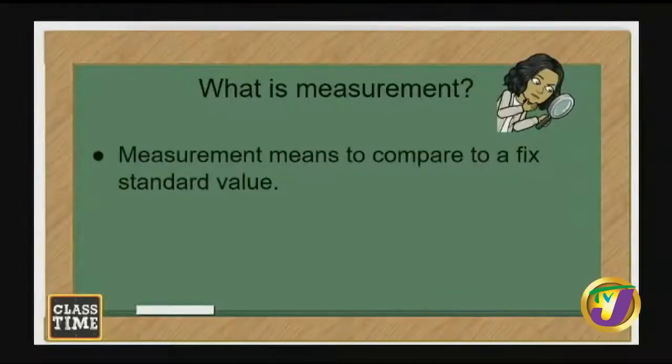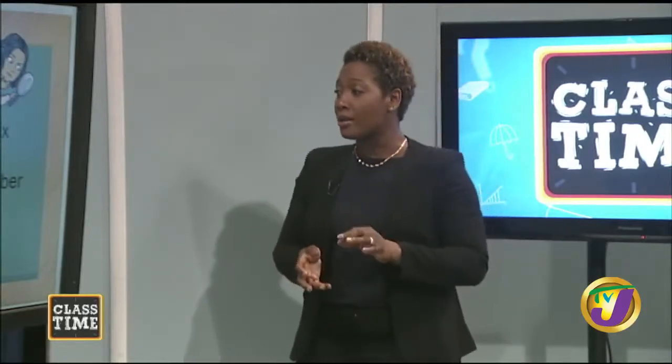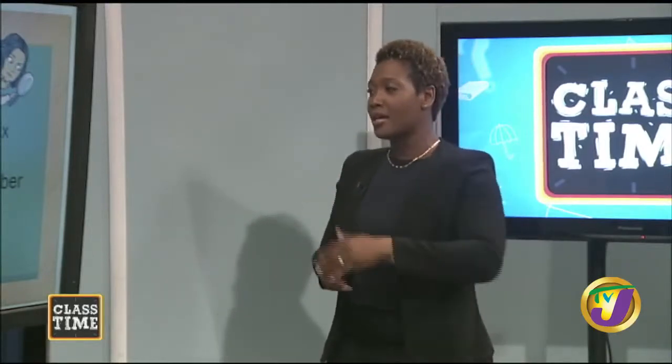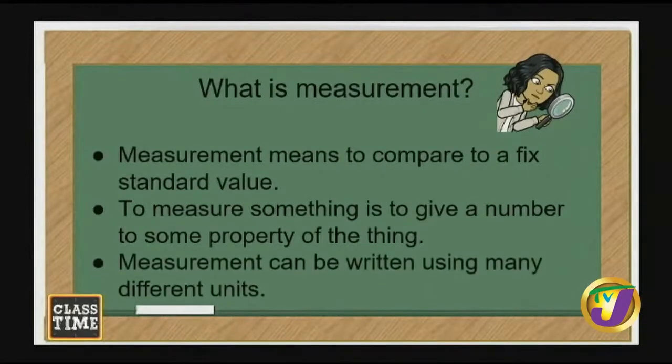So measurement means to compare to a fixed standard value. All right. What does that mean? A fixed standard value, like you have to have some designated measure of something to compare it to. Yes. It also means to measure something is to give a number, as you said, to some property of the thing. And measurement can be written using many different units. We're going to take a look at some of that type of measurement that we're talking about.